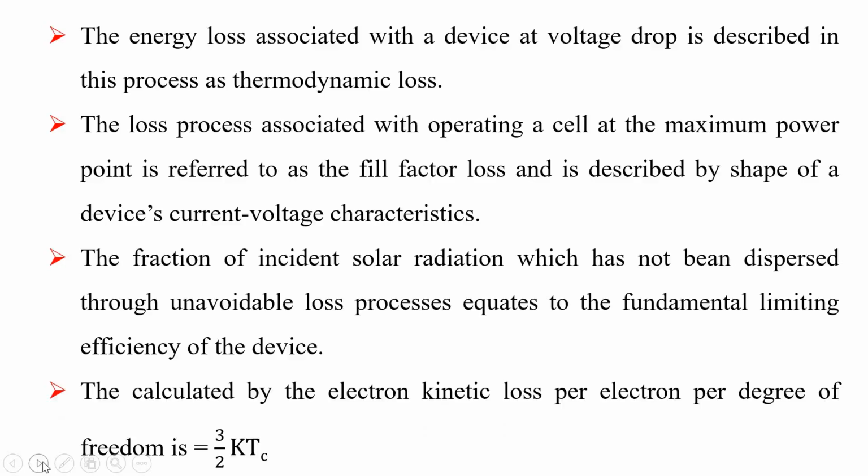The electron kinetic loss per electron per degree of freedom is calculated as 3/2 kT, where T is the temperature. This is the loss of a solar cell, or the losses of solar cells.